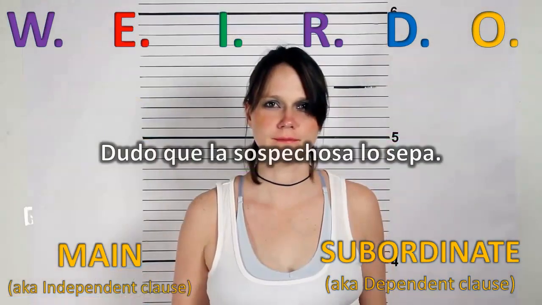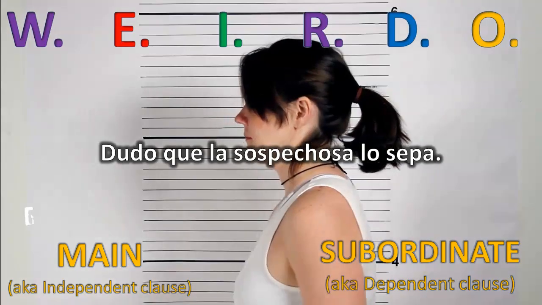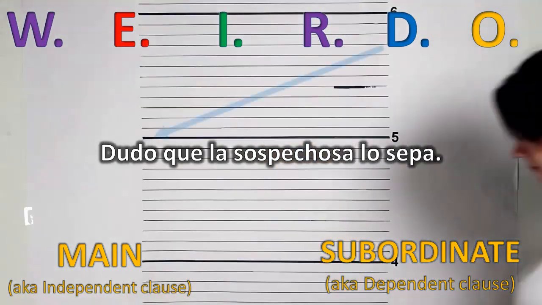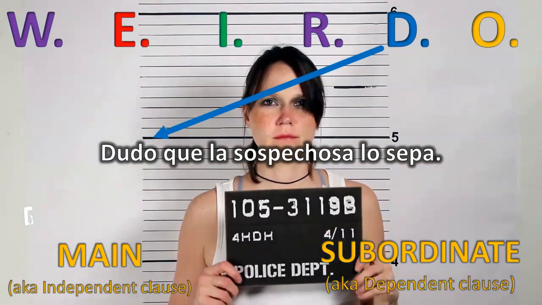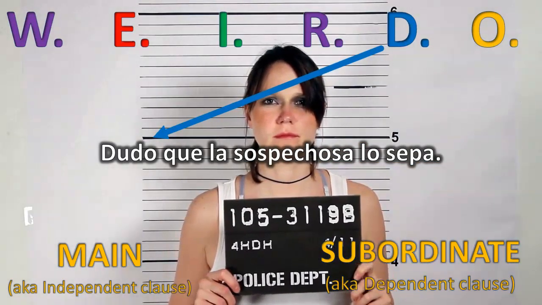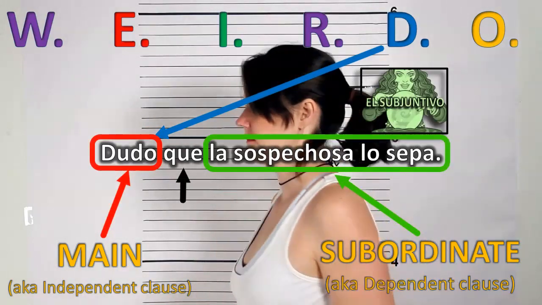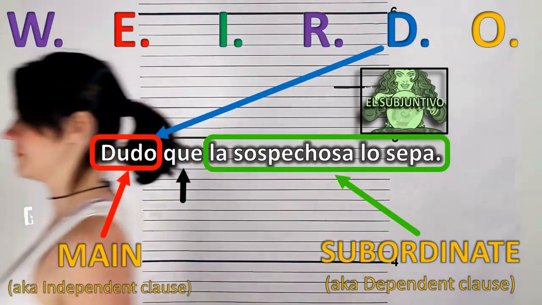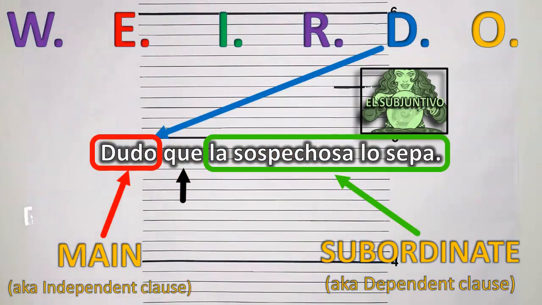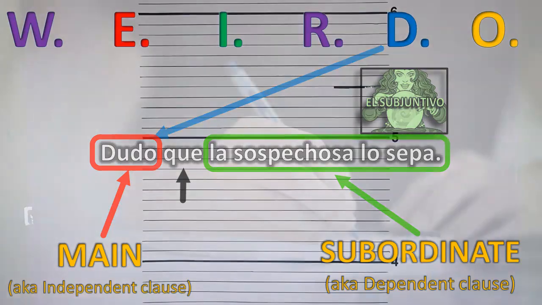Number 5, dudo que la sospechosa lo sepa. Here we're under the category of D in the acronym weirdo, which is the verbs of doubt, denial, or negation. All the conditions have been met. We have different subjects in both sides of these clauses, and we have a verb that is a weirdo verb that triggers the use of the subjunctive in the second clause.